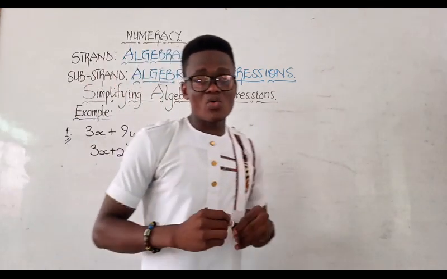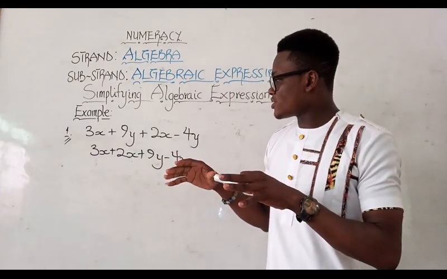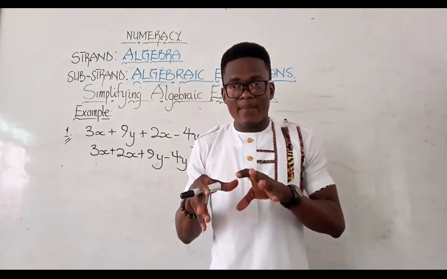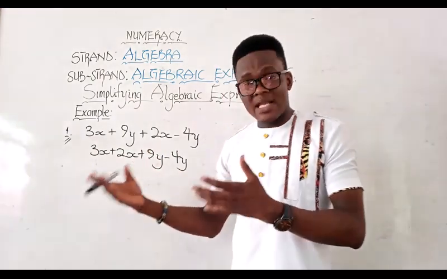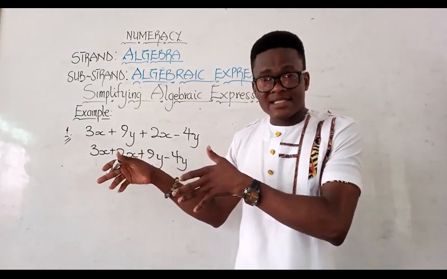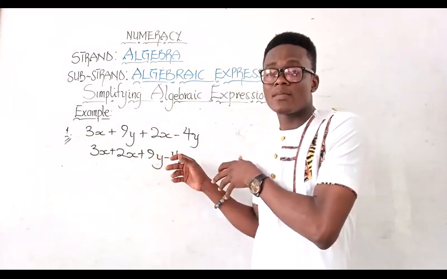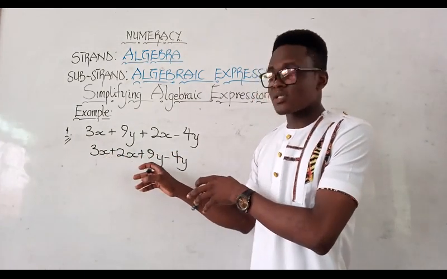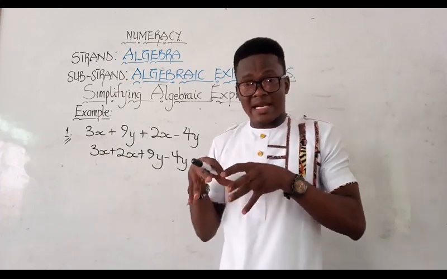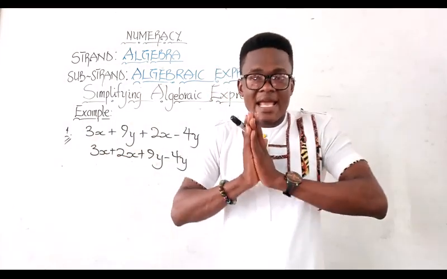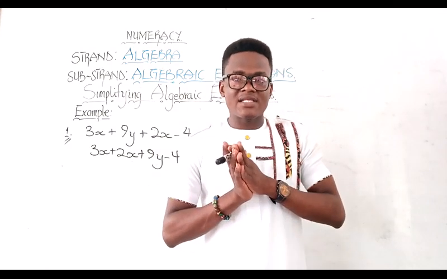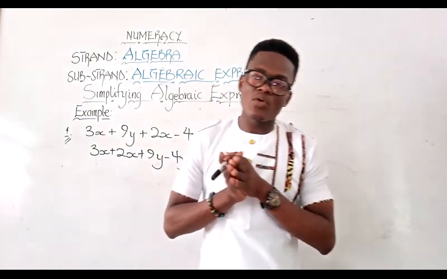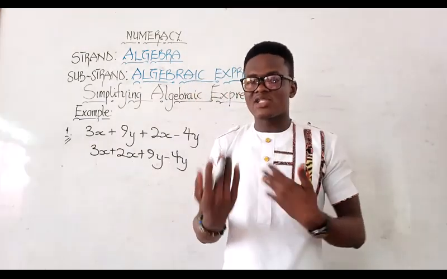I believe you are clear with it. I just want to tell you something brief over here. When you are grouping like terms, you must also group them alphabetically. Alphabetically x comes before y. So over here you could see that we brought the x terms before the y terms. In an expression where you have a and b, you bring the a first before the b. If you have, let's say, p and q, you make sure that you bring the p first before the q, in that order.